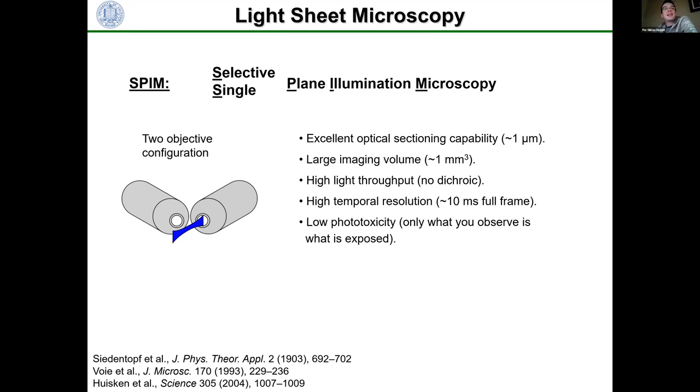And another big advantage of this technology is that because you're only illuminating the plane that you're actually imaging, you have much less phototoxicity compared to the confocal microscope. In the confocal microscope, while you're only detecting from the plane of interest, you're still illuminating everything that's above and below. So if you think about 3D data acquisition, you have much more photobleaching with the confocal microscope.